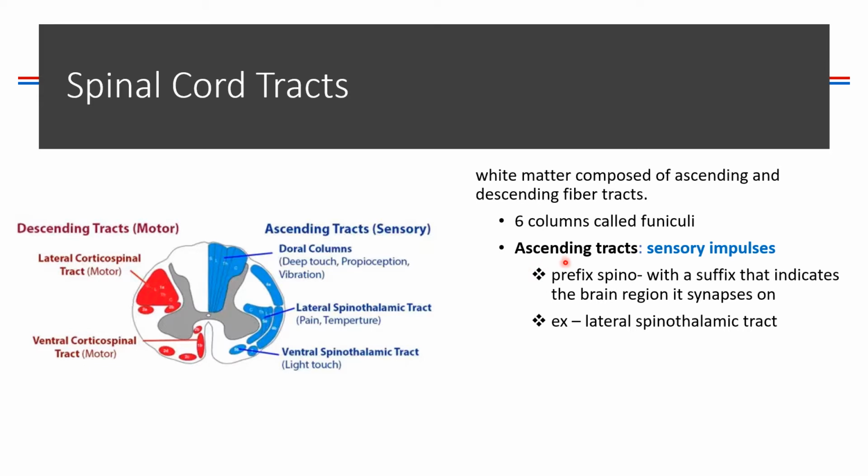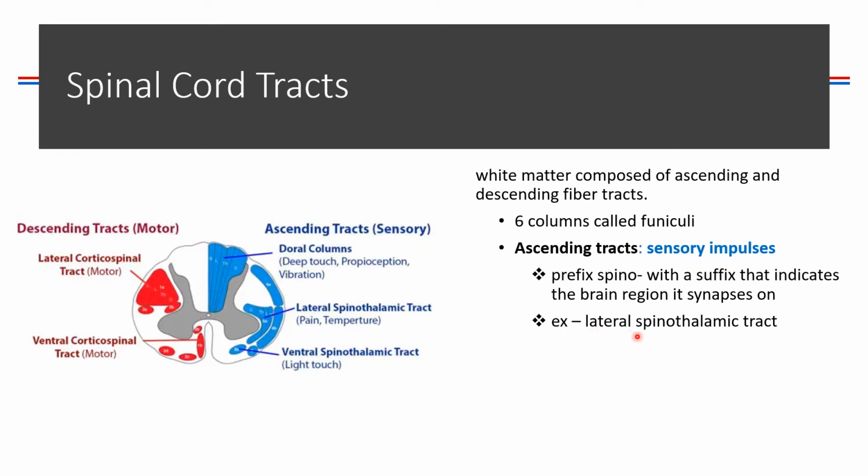We've got these ascending tracts. So the ascending tracts are the sensory neurons, so they're coming from outside of the spinal cord and they're coming up in, and they're going to go up to the brain and get that sensory information to the brain. Most all of these tracks are going to begin with the prefix spinal or spino because it's starting from the spinal cord. And then the suffix is going to be where it ends up at.